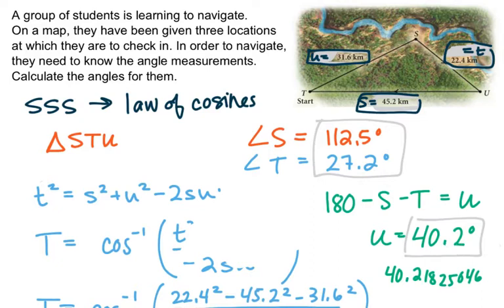So again, that's just to re-emphasize, try and use those exact values, store the numbers, or use the answer button to help you, or at least keep more than just one decimal place. So that concludes this video on using the law of cosines to solve a side-side-side triangle.